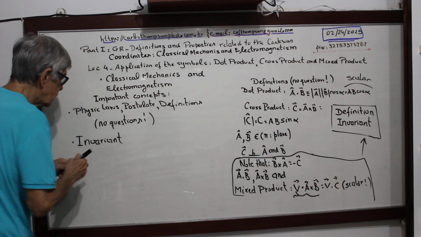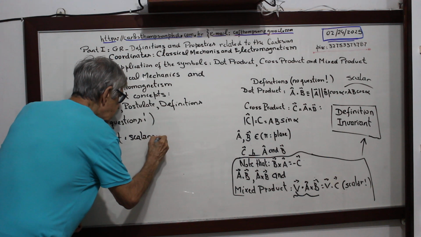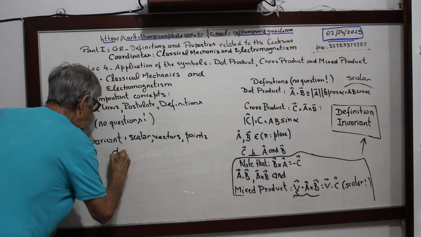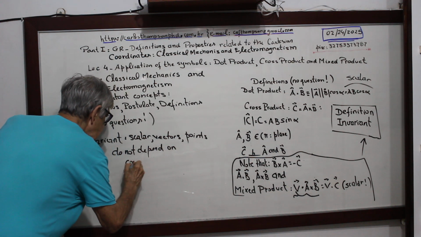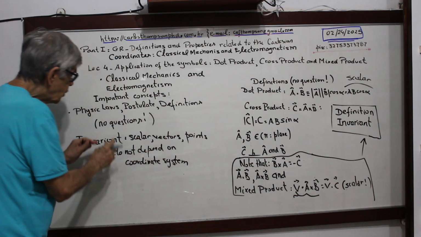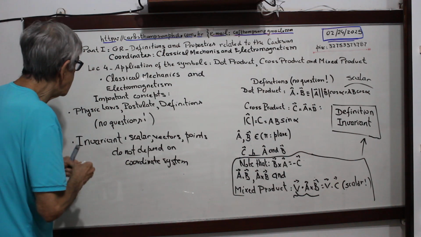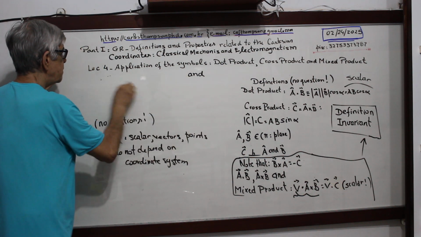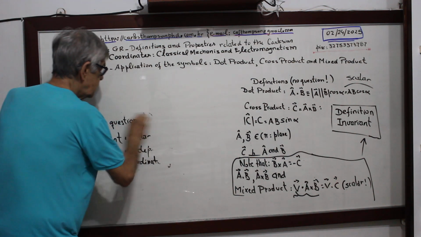What does invariant mean? Scalars, vectors, points do not depend on the coordinate system. For you to understand this clearly, I would like to give an example, a very interesting example that you learned in high school. I'll show you here why invariant is important, to understand what it really means.